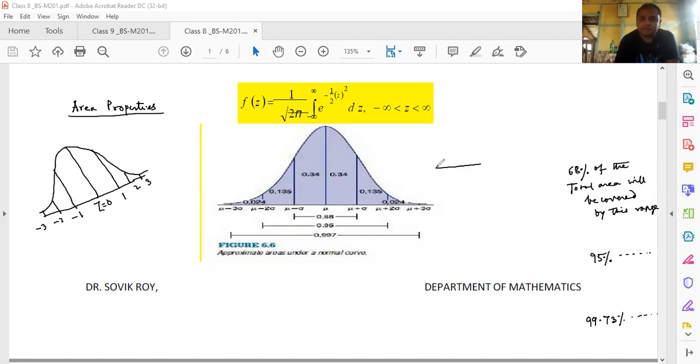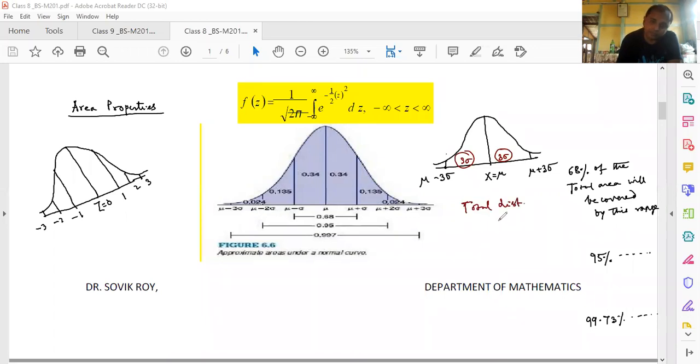When we take a normal curve, not standard normal curve, I'm talking about normal curve, and when we mark a point mu minus three sigma and mu plus three sigma, what is the distance of this point from the mean? Distance is always positive. So this point is at a 3 sigma distance from the mean. And here also the distance is 3 sigma. So the total distance here equals 6 sigma.